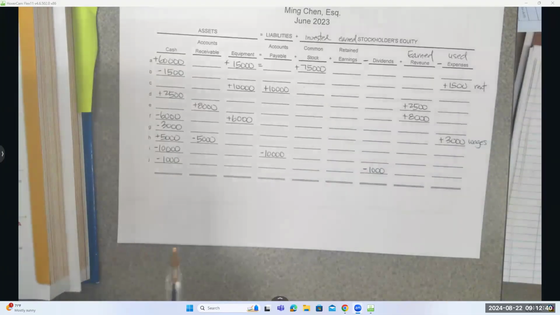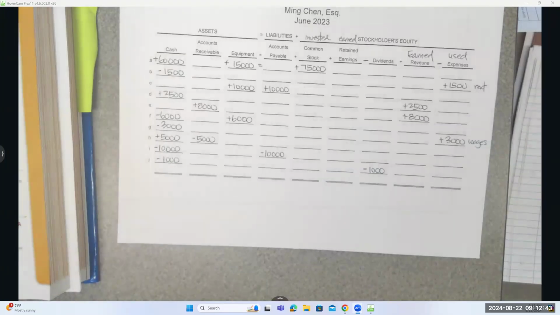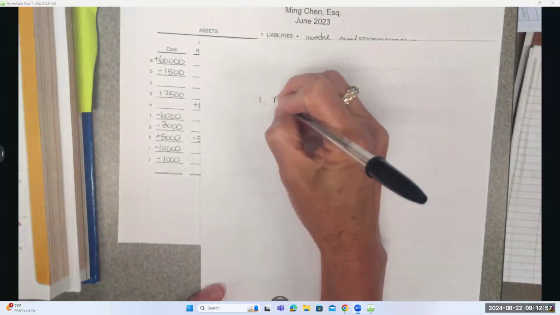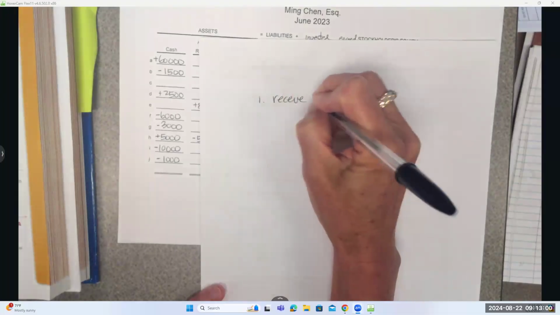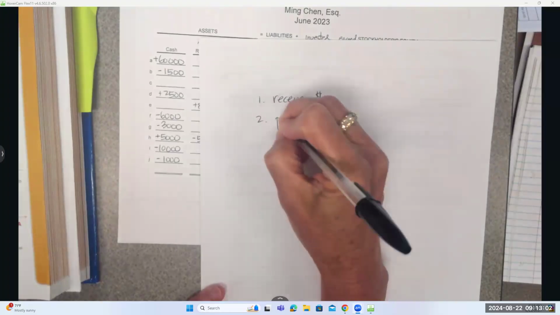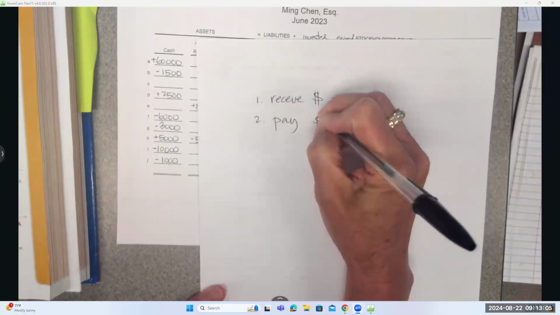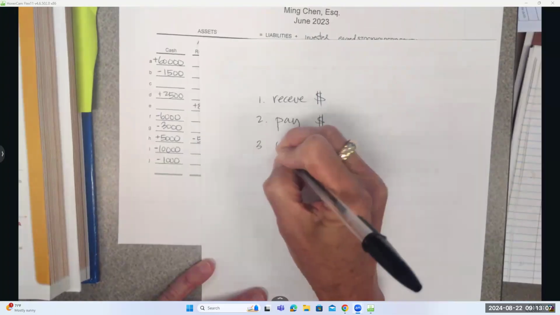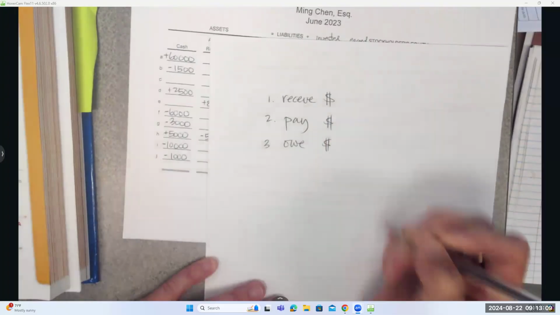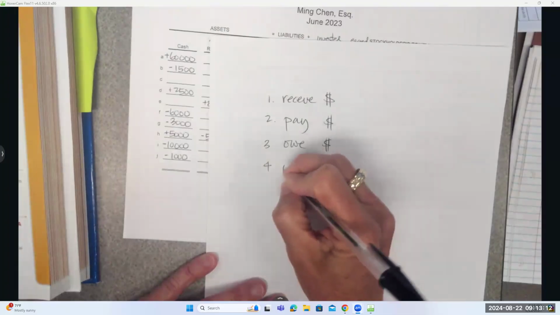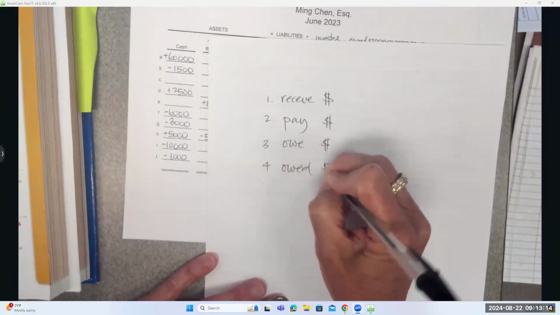And the vast majority of transactions, with the exception of corrections of mistakes, or the month and year end closing process, which we'll do in chapter 3, is one of 4 things. We receive money, we pay money, we owe money, or we are owed.